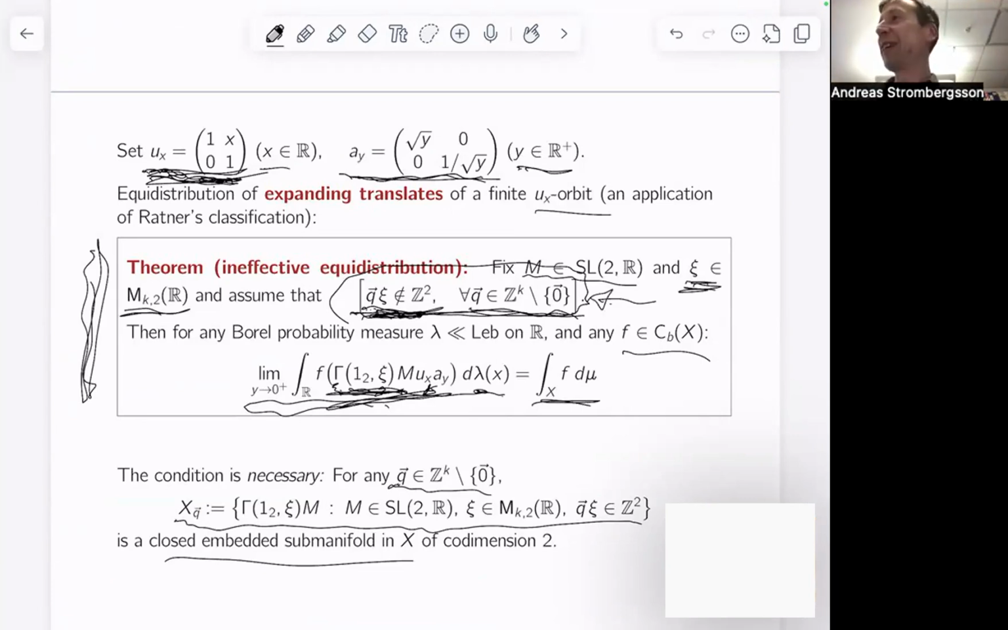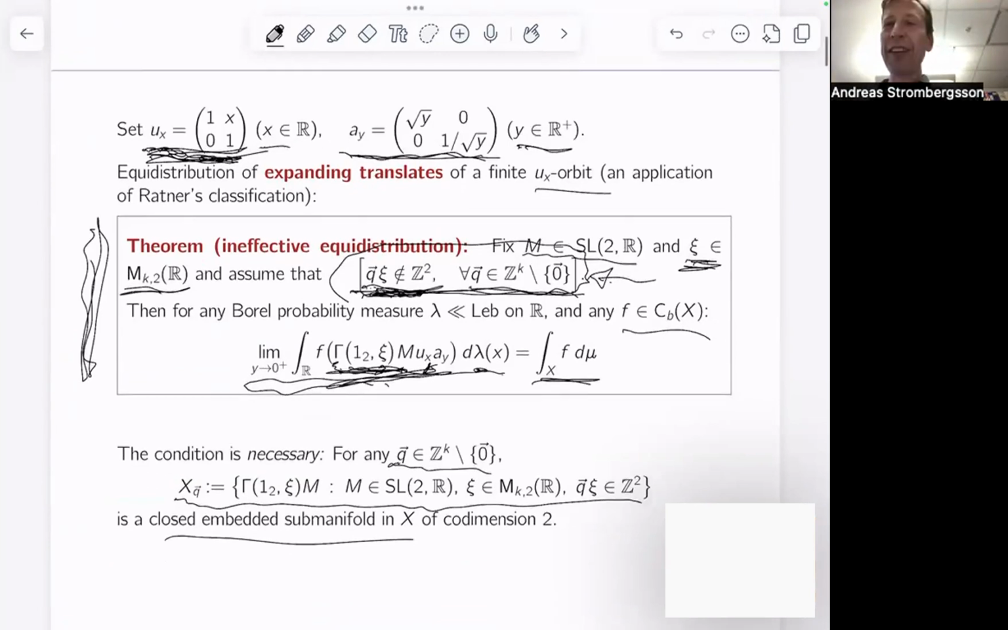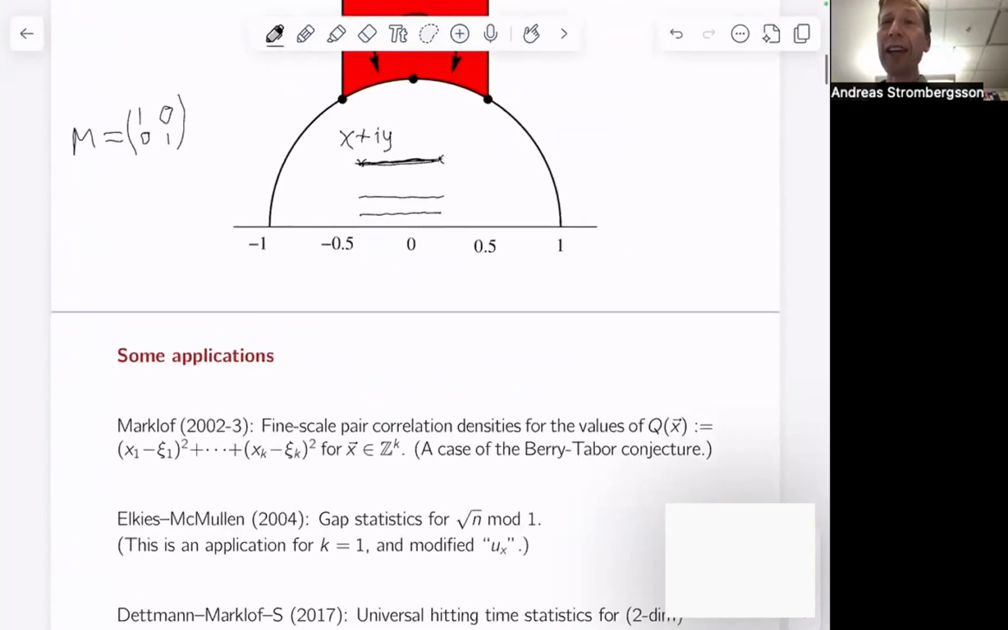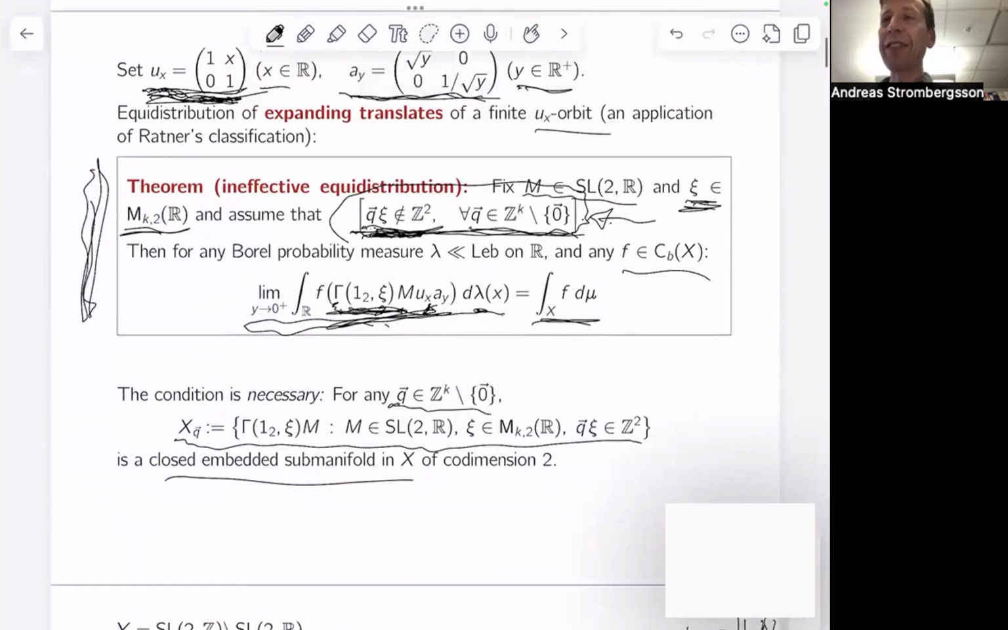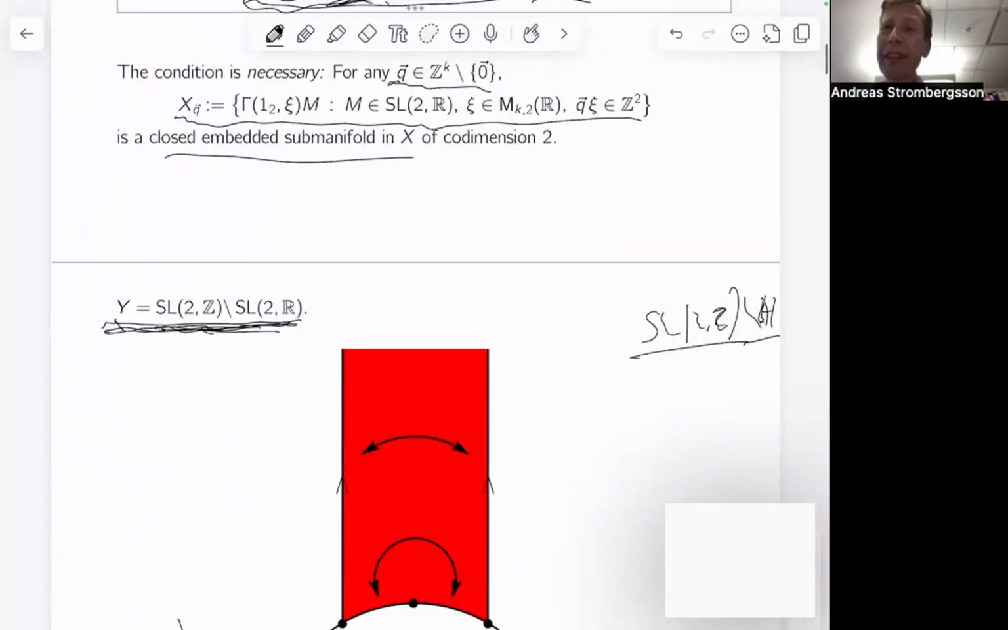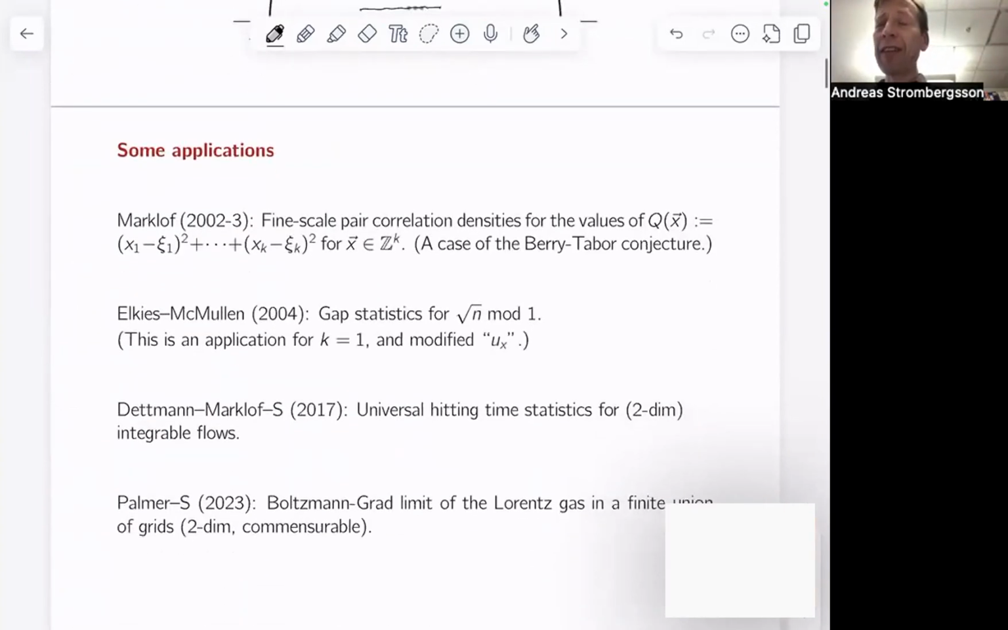So that's the ineffective equidistribution result. Now I want to speak about how to make it effective, to make an effective version of this, telling how quickly this equidistribution takes place. But before I do that, I just want to mention that, as I said, Ratner's result in general has found many applications both in number theory and mathematical physics.